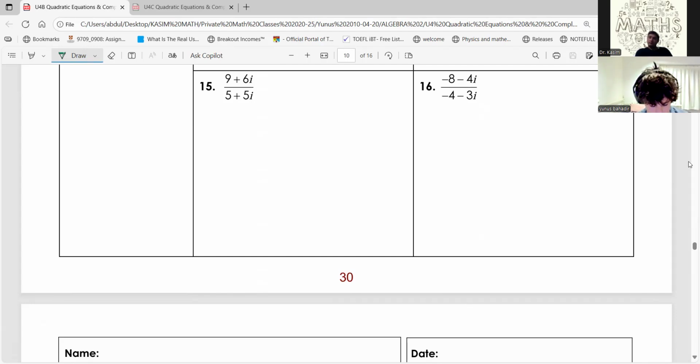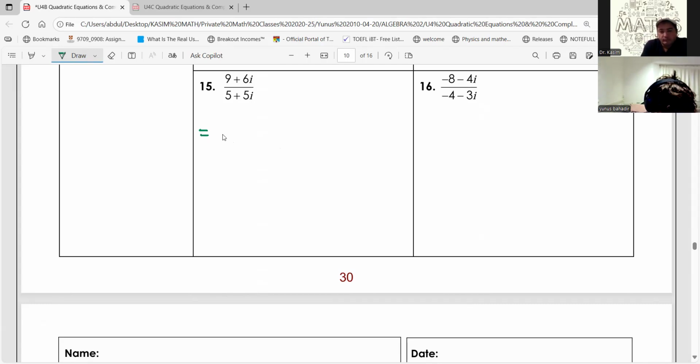Is this supposed to be more than one variable? Because you have to multiply the 9 and then you have to multiply the 6i. Okay, so it's like a plus b times c plus d, the FOIL method. Then there's three variables. Oh wait, no, because i squared equals negative 1. So that gives you 30.